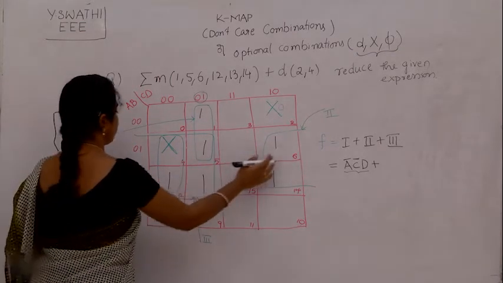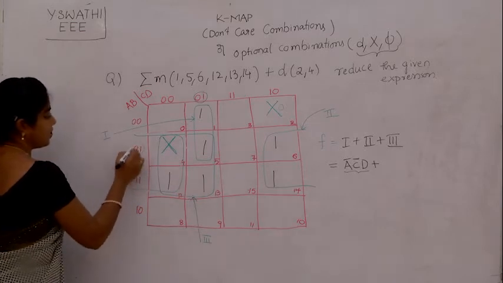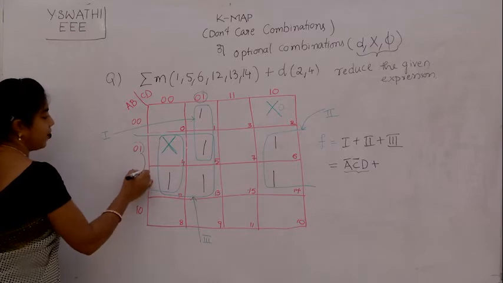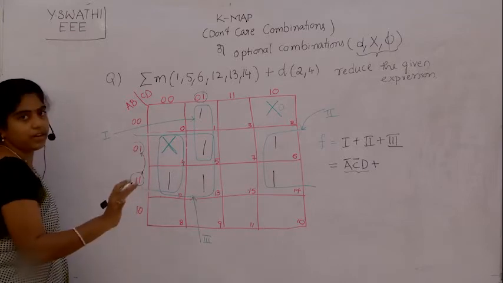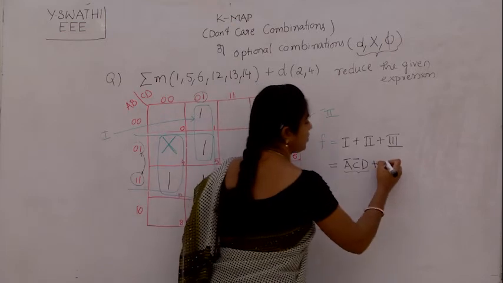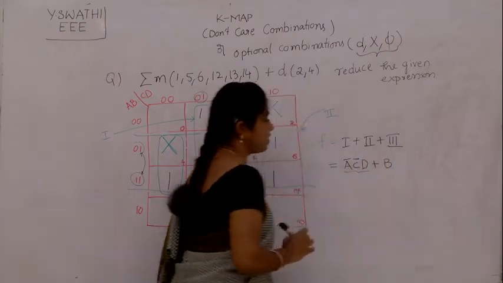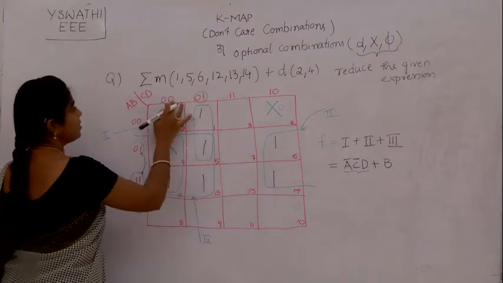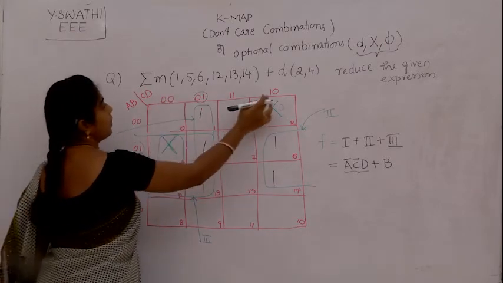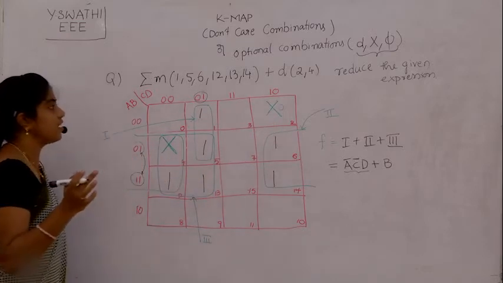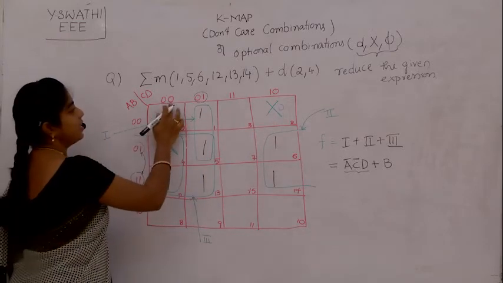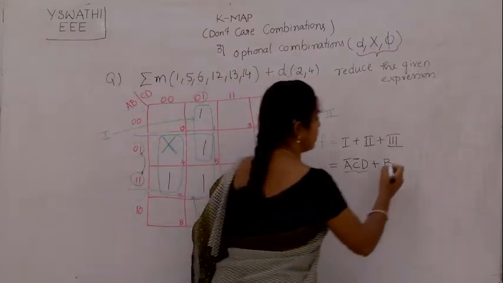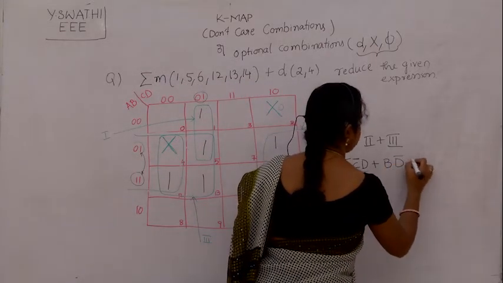In these 4, in the AB combination, what is the common literal? That is B. B doesn't change from 1, so B is in uncomplemented form, so we take it as B. And in the 4 cells, the combinations of CD are 0 0, 1 0. What is the unchanged literal? That is D in 0 form, meaning D in complemented form, D bar.